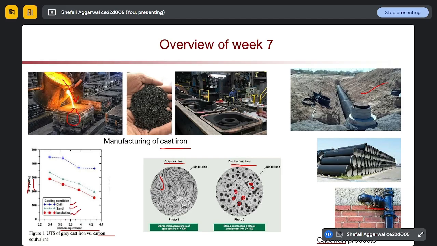In this case, you can see if we are doing chill type of cooling, sudden cooling, then our strength will be very high as compared to when we are using some insulation or some sand. Like in this case, we are using sand. So in this case, our tensile strength will be low as compared to when we are doing the chill cooling.